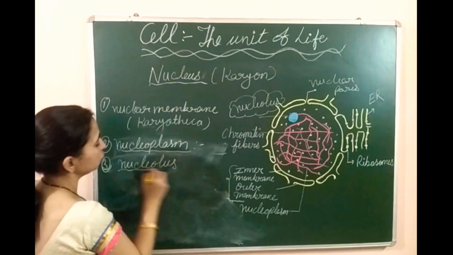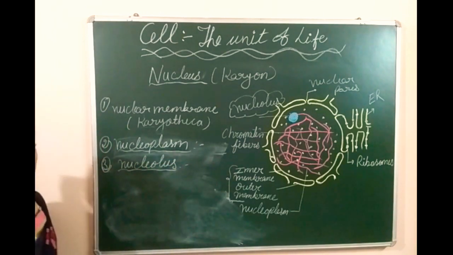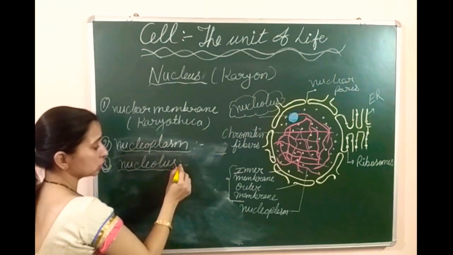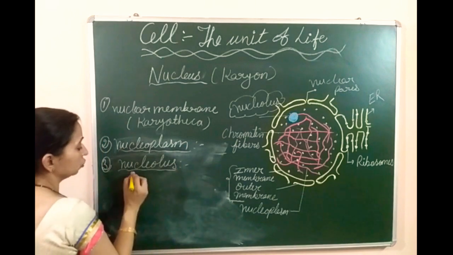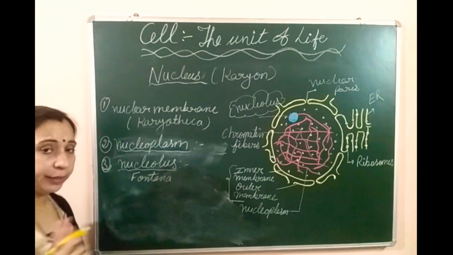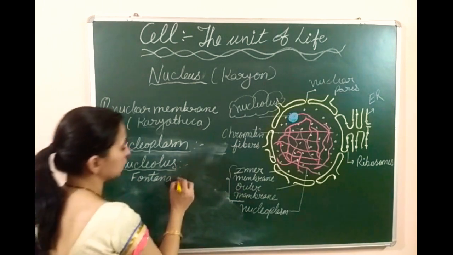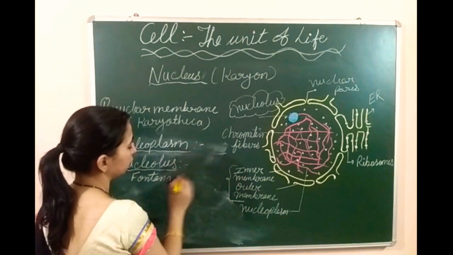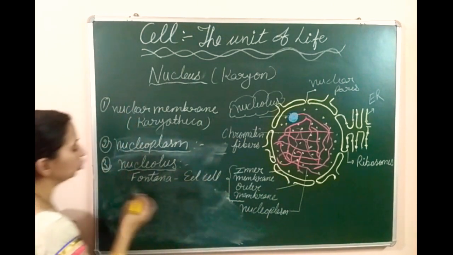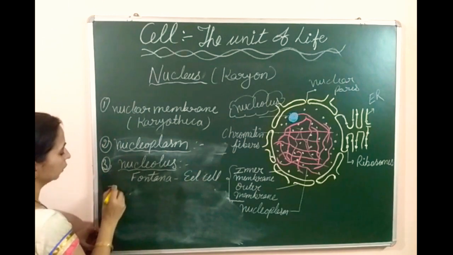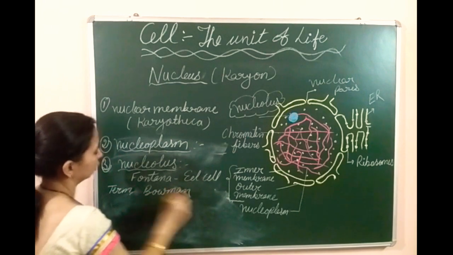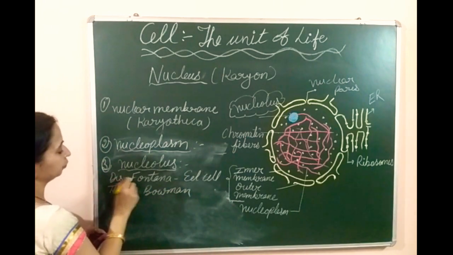Now what is this? The historical background related to the nucleolus: it was first discovered by Fontana. So the name of the scientist who discovered the nucleolus is Fontana, and he discovered the nucleolus in the eel cell. eel cell के अंदर इन्हें discover किया गया था. And the term nucleolus was given by Romans, discovered by Fontana.